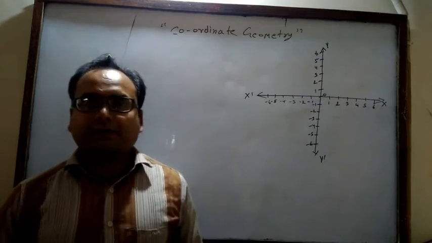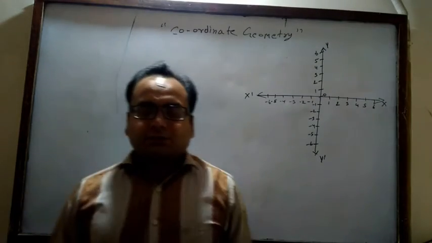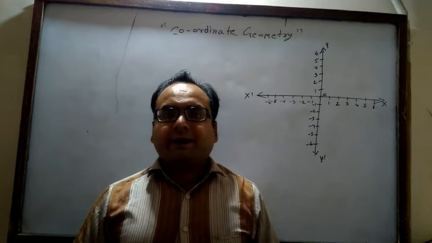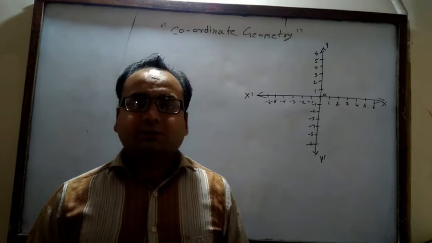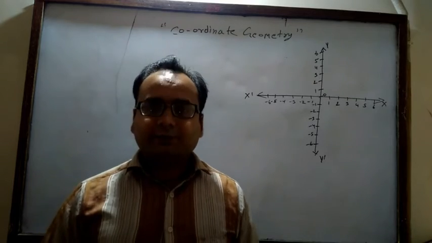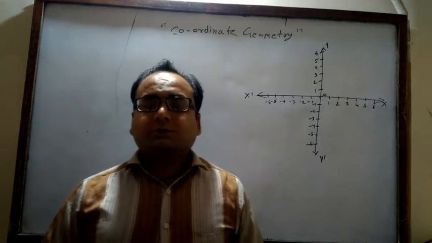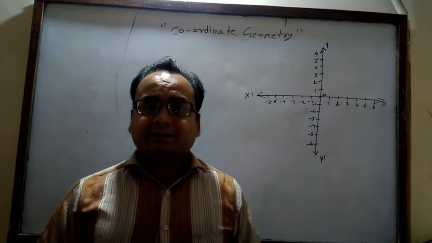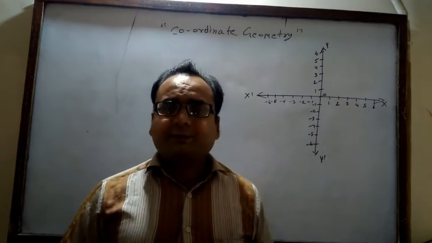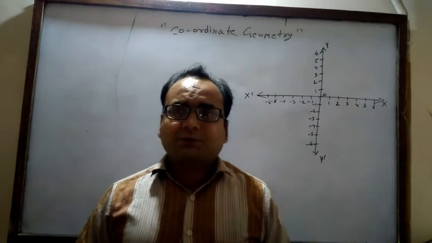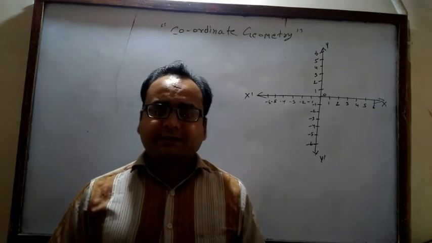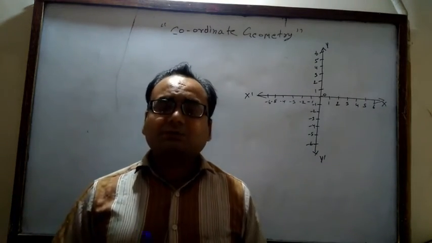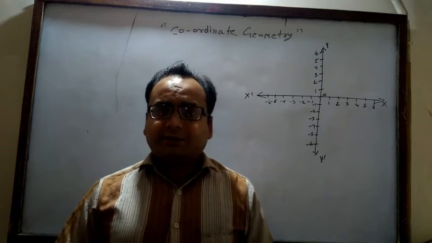So what is coordinate geometry? In coordinate geometry, we find out the location of any point or object. If we want to find the distance between any two points using coordinate geometry, we need two lines: one horizontal and one vertical. These two lines make the coordinate graph.